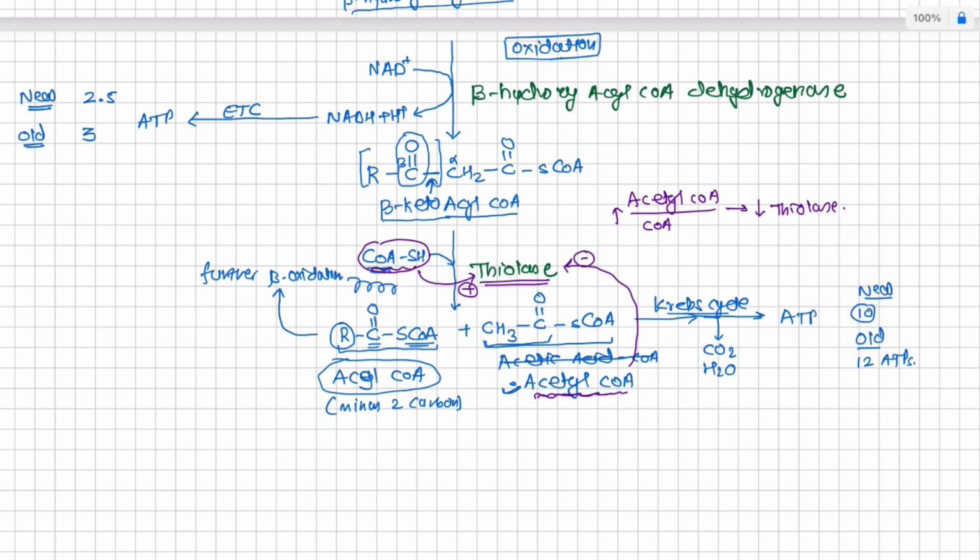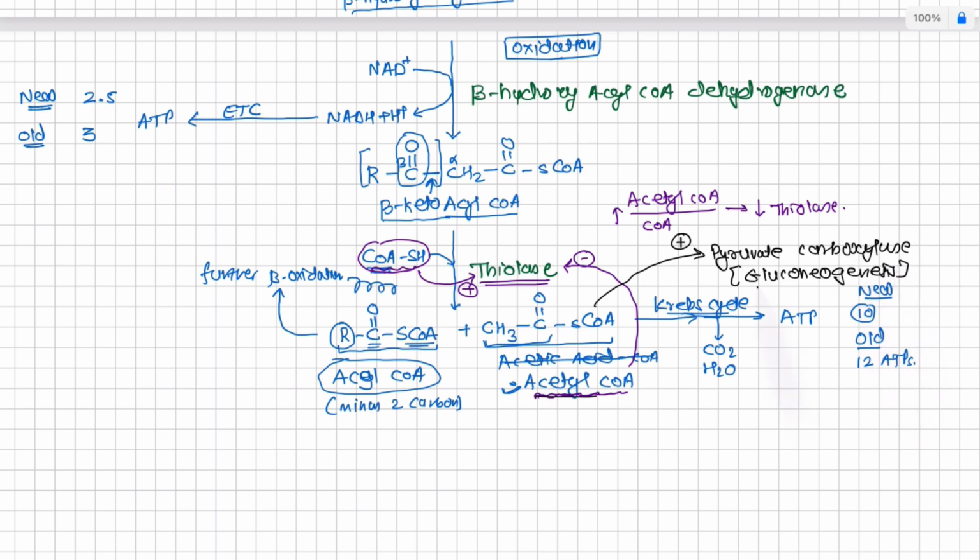One more important aspect is that this acetyl coenzyme A actually goes and stimulates one enzyme of another carbohydrate metabolism pathway, and that enzyme is pyruvate carboxylase. This is a regulatory enzyme of the pathway gluconeogenesis.